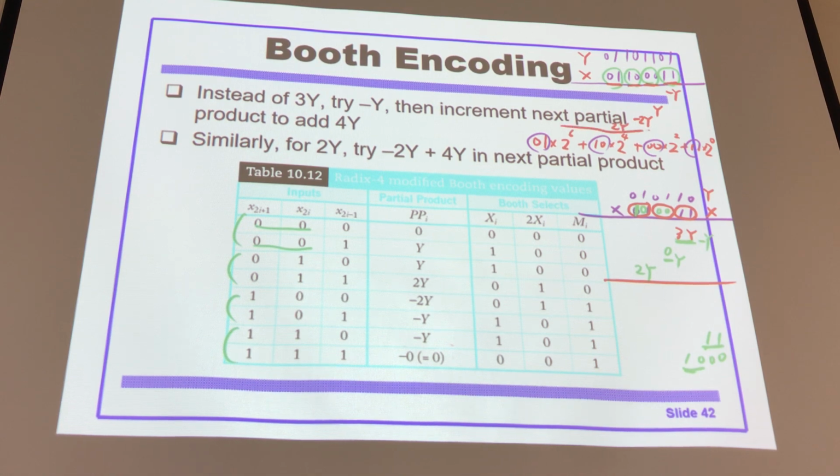And then you can add them together. Add these 4 plus water to produce the new final result. And so, can you give me the reason why we don't just use 2y? Instead, we try minus 2y. What's the reason?